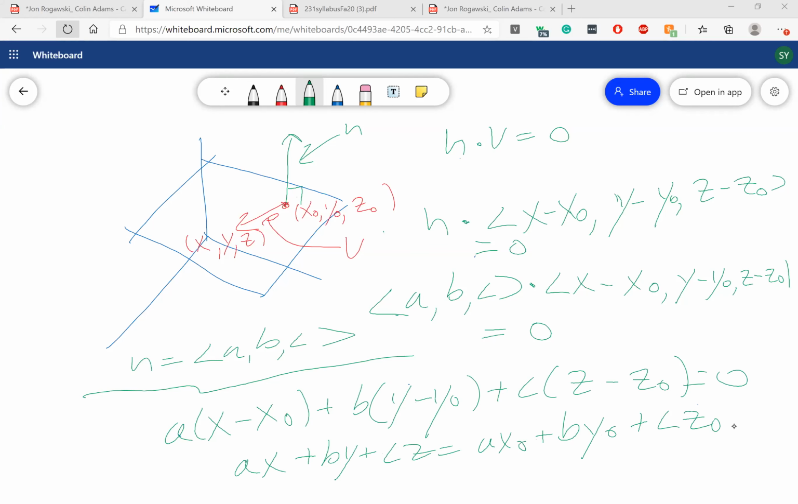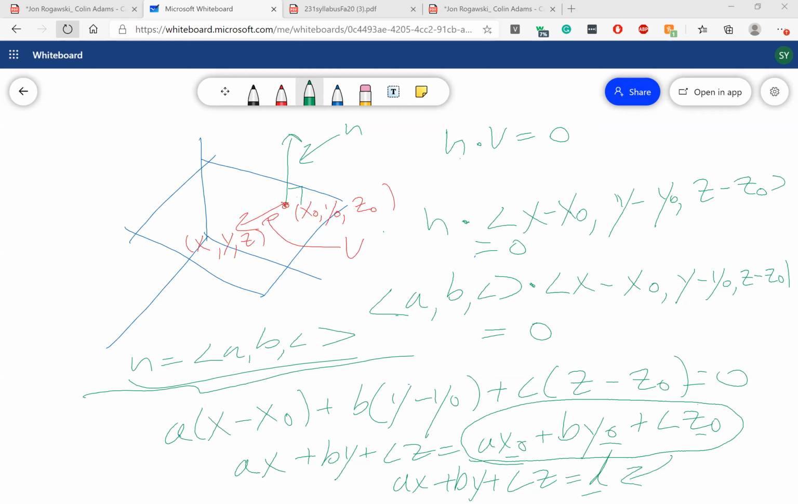And so every plane has the form ax plus by plus cz is equal to d, where the a, b, and c are the normal vector. They form our normal vector. And the d really is equal to ax0 plus by0 plus cz0. Or any point on the plane, you can just plug it in for x, y, and z, and that will give you your d. Any questions about this?